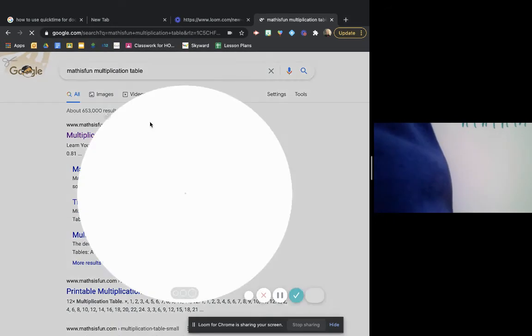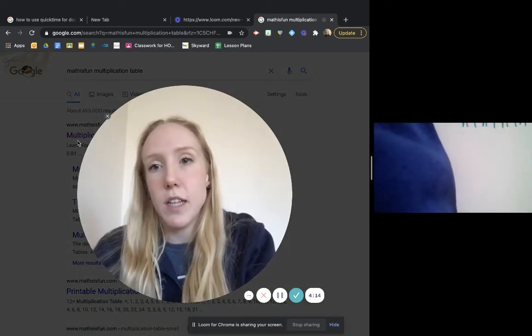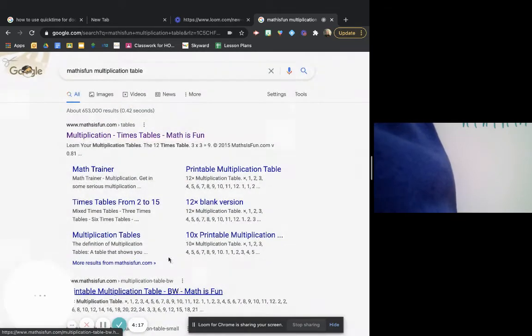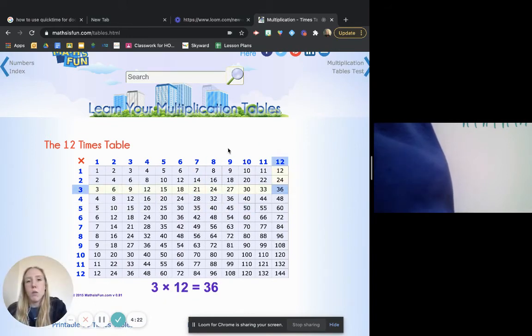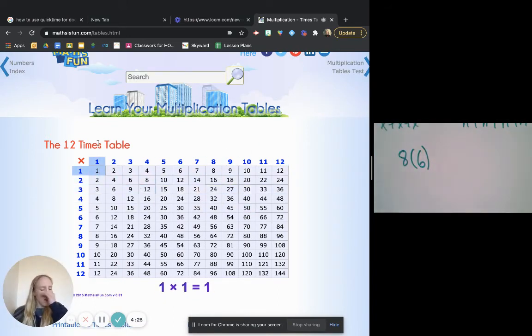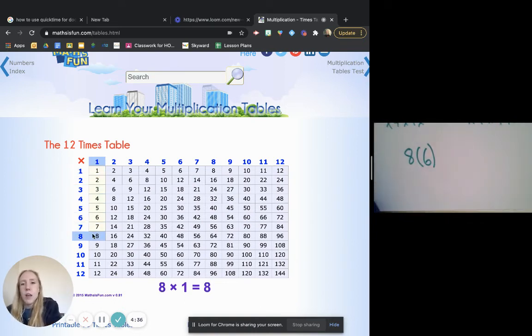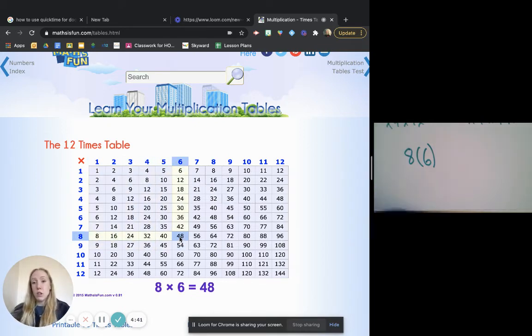If you are in my class live, I will be giving you a multiplication table to use. If you are not in my class live, you can use this multiplication table right here. Now, remember that the problem I said was 8 times 6. So how you do this on a multiplication table like this is you find 8 along the side, and then you find 6 along the top, and you figure out where those two things meet. Make sure you have the right numbers highlighted. Okay, and it tells you your answer is 48.